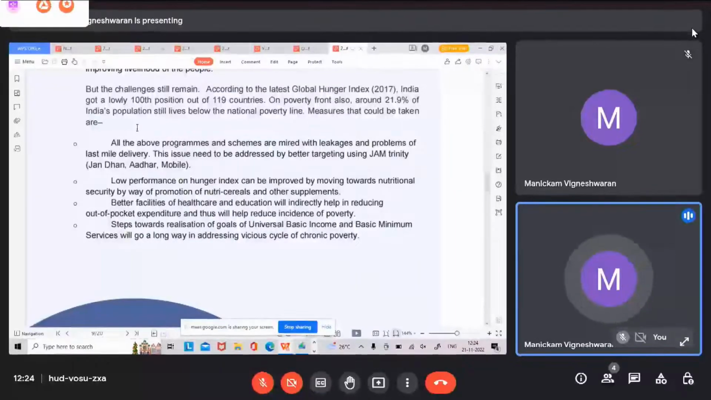According to the latest Global Hunger Index 2017, India got a lowly 100th position out of 119 countries. On the poverty front also, around 21.9% of India's population still lives below the national poverty line. Measures to be taken: all the above programs and schemes are mired with leakages and problems of last mile delivery. The issue needs to be addressed by better targeting using the JAM Trinity, Jan Dhan, Aadhaar, Mobile, J for Jan Dhan, A for Aadhaar, M for mobile connectivity.